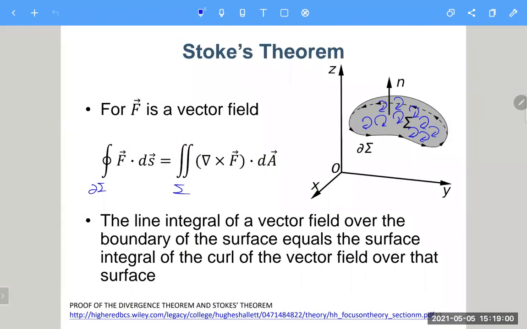And in another sense, it is called the fundamental theorem of calculus.